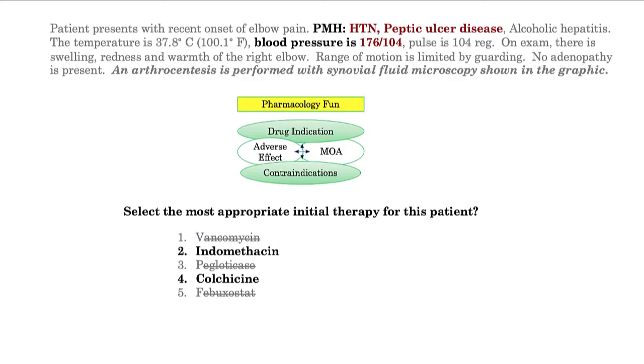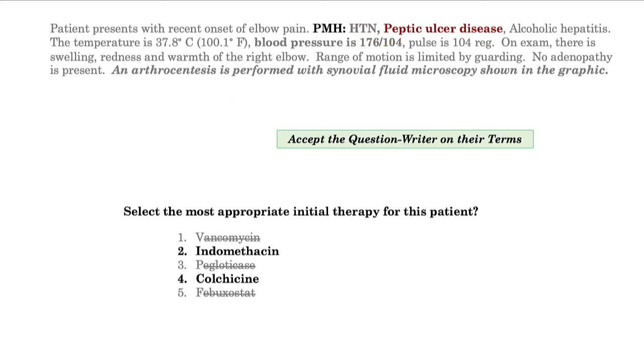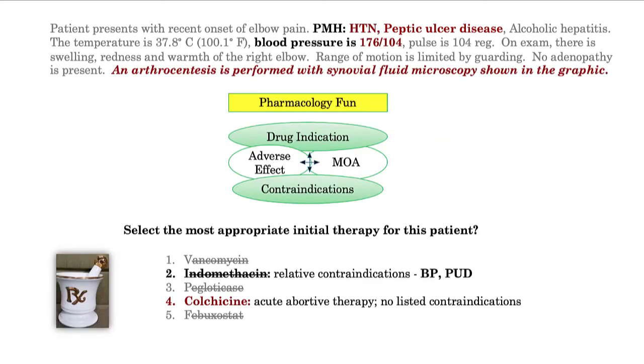And looking at the vignette, we can see it has a couple of contraindications to nonsteroidal drugs, including poorly controlled hypertension and peptic ulcer disease. And although we don't have a ton of information on that ulcer, please accept the question writer on their terms, okay? If they are mentioning peptic ulcer disease, they are screaming at you not to treat this guy with a nonsteroidal. Keep life simple. And that brings us to our correct answer choice, colchicine. We backed into this answer by default, which we have to do sometimes.